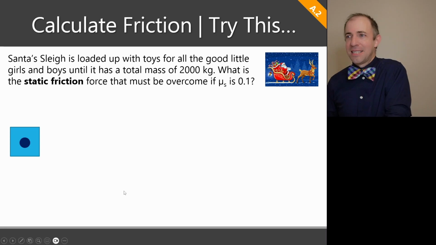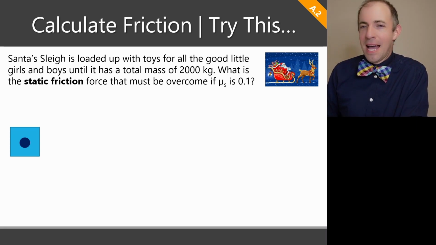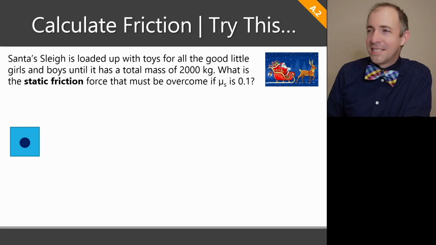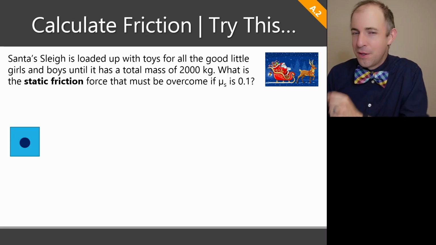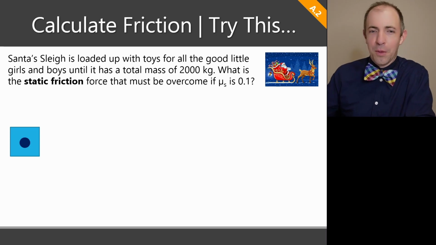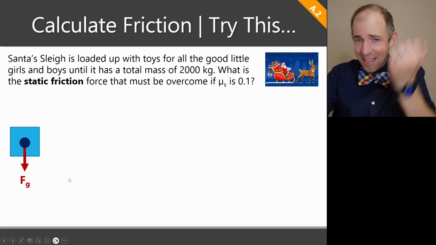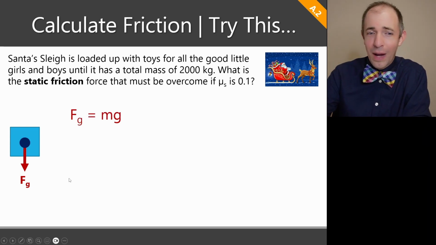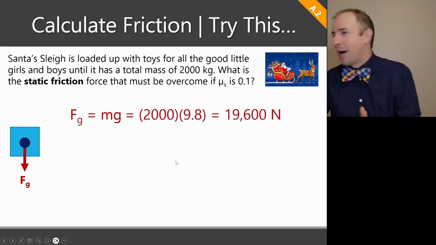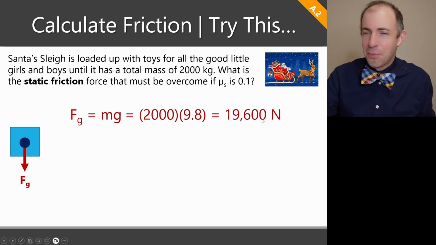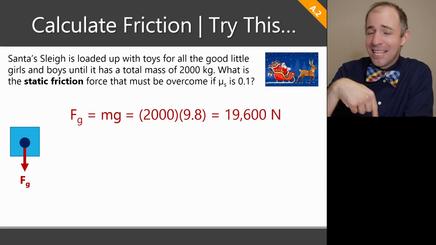Let's see an example. Santa's sleigh is loaded up with toys for all the good little girls and boys until it has a total mass of 2,000 kilograms. What is the static friction force that must be overcome if mu s, the static coefficient of friction, is 0.1? Well, let's look at our diagram. Fg is down. That sleigh has mass. It has a force of gravity, weight. We can calculate that. Fg is equal to mass times gravity. 2,000 times 9.8 is 19,600 newtons.